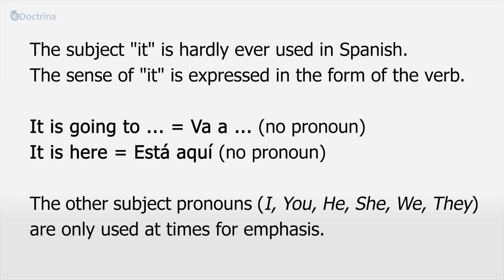Now, at this point, it's worth pointing out that the subject it is hardly ever used in Spanish. This sense of it is expressed or contained in the form of the verb itself. So to say it's going to, it's simply va a. You'll see there's no pronoun in Spanish, there's no it. It's here, está aquí. Again, no pronoun. The other subject pronouns, I, you, he, she, we, they, are only used at times for emphasis, as the actual verb form already indicates the person being referred to.